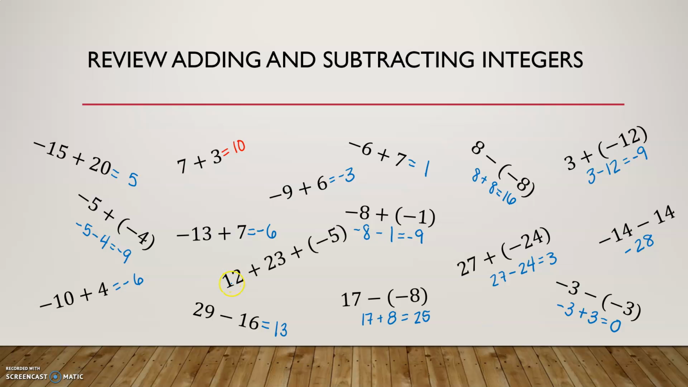Now here's a challenge. This one's got 3 numbers involved. So we've got 12 plus 23 plus negative 5. I'm going to go ahead and rewrite this as one sign. And I'll get 12 plus 23 minus 5. And then I'm going to do it one step at a time from left to right. 12 plus 23 would be 35 minus 5, which would give me 30.